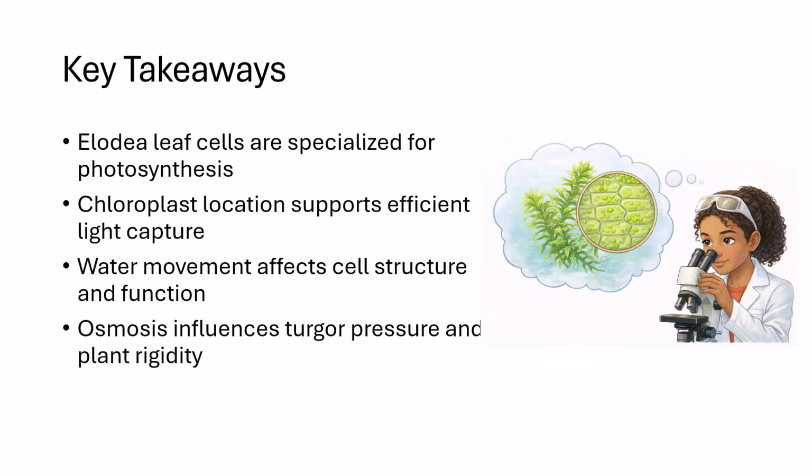When water moves into or out of the cell through osmosis, it directly affects the shape and function of the cell. These observations help explain real-world plant responses, such as wilting, when water is limited, or when plants are exposed to high salt conditions. Understanding these relationships will be important as we move into later labs on plant tissues, transport, and photosynthesis.